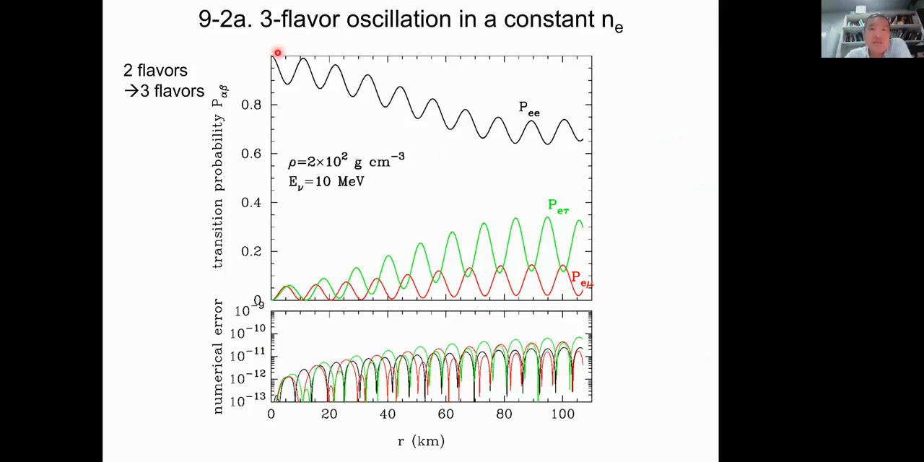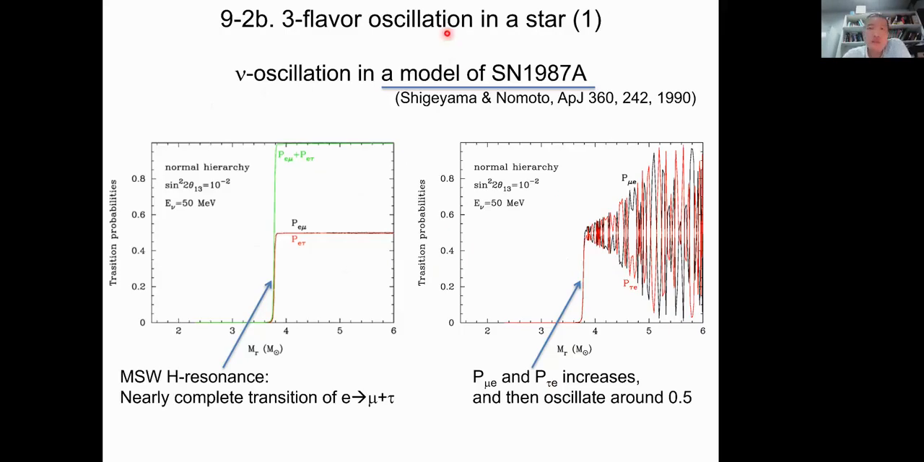And this figure shows the three-flavor oscillation in a constant electron number density. Transition probability as a function of radius is shown for the transition from electron type to electron type, electron to tau type, and electron to mu type for this energy and density. And in the case of a real star, the density of electrons depends on position inside the star. In that case, the transition probability becomes this one. This is the transition probability as a function of Lagrangian mass coordinate inside the star.